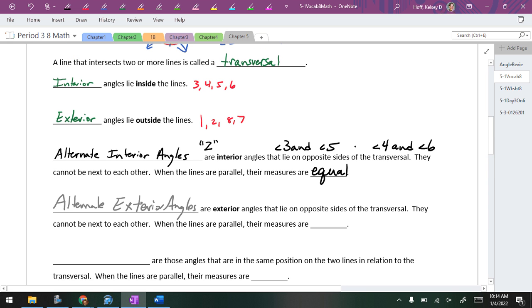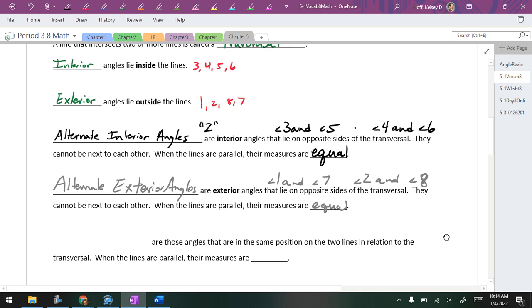So let's write those down. Hey, guess what? When the lines are parallel, their measures are equal. Angle 1 and 7, correct? 2 and 8. Now notice, 3, 5, 4, and 6 were all interior, which makes sense because they're alternate interior. 1, 7, 2, and 8 are alternate exterior, and all of those angles are exterior angles, right? Just remember that.